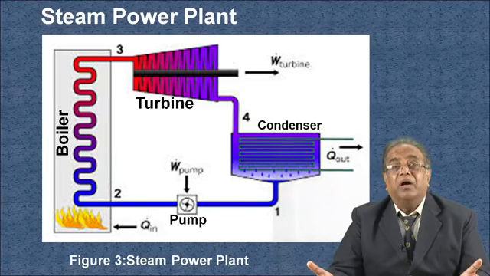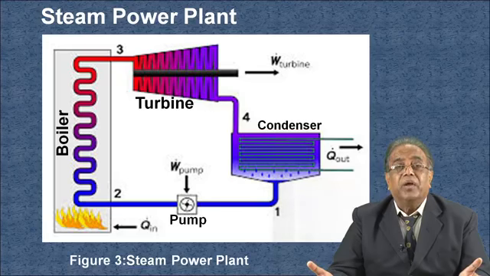Thereby, the work done for this is W dot turbine, and after that the low pressure, low temperature steam coming out from the turbine at the outlet then enters into the condenser.